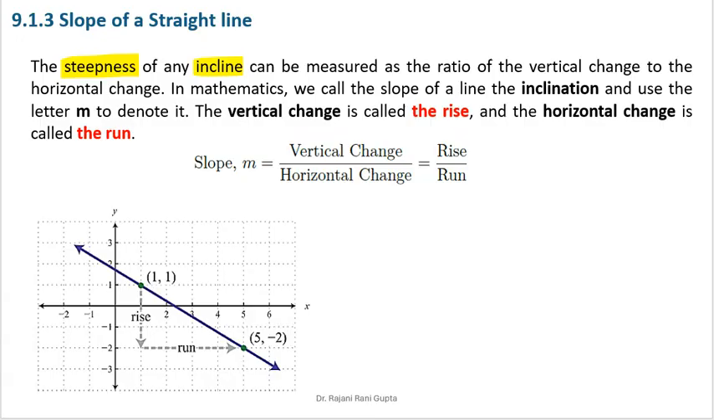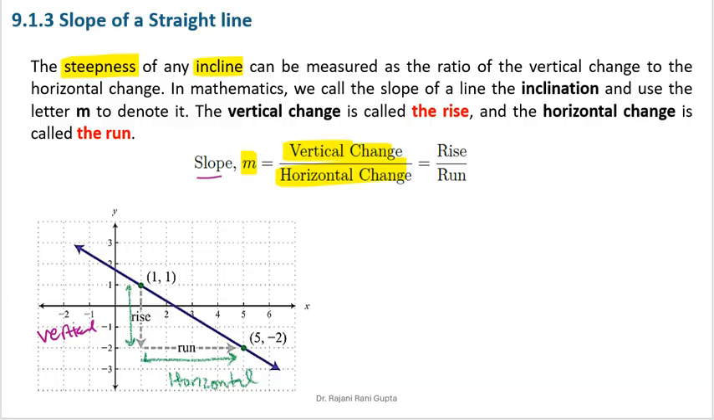It is nothing but the ratio of the vertical change to the horizontal change. Okay, so we define the slope. Normally, it is represented by a lowercase letter m as the vertical change divided by the horizontal change, which can also be called the rise over run. Rise means how the line is moving vertically, and run is how it is moving horizontally.